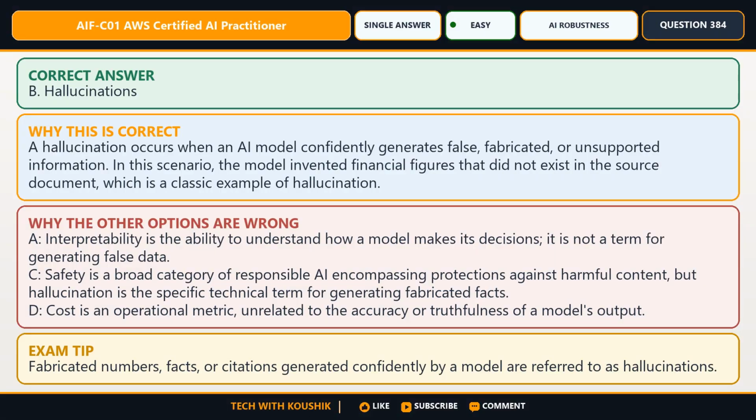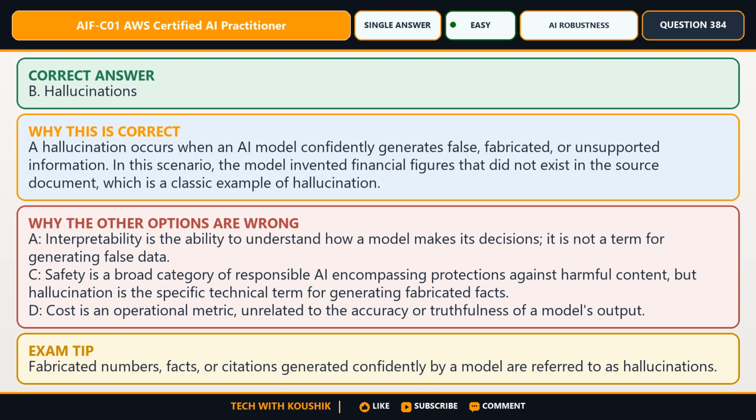The correct choice is B. Hallucinations. The decisive reason is a hallucination occurs when an AI model confidently generates false, fabricated, or unsupported information. In this scenario, the model invented financial figures that did not exist in the source document, which is a classic example of hallucination. The remaining options fail one or more requirements because A.